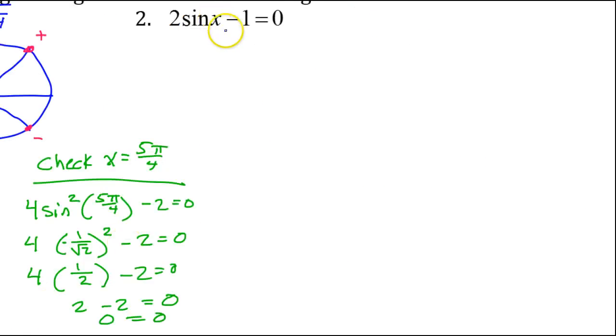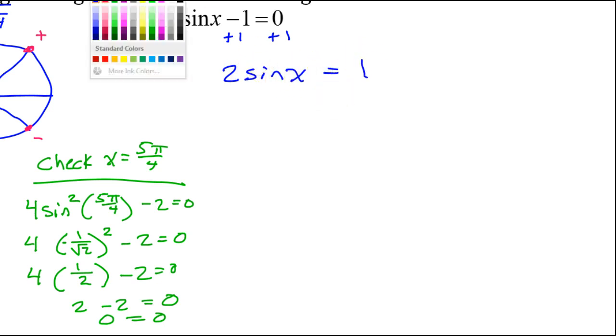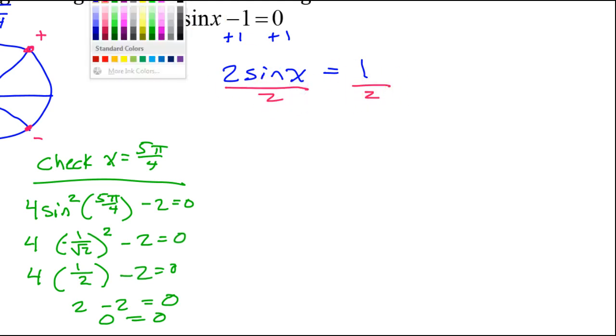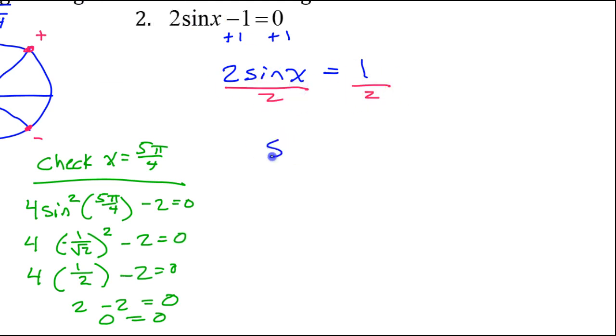All right, looking at problem number 2. Our first job is to get the trig function by itself. So we would add 1 to both sides like this. That would give us 2 sine x is equal to 1. Then we would divide both sides by 2, like this. All right, that will give us sine x is equal to 1/2.